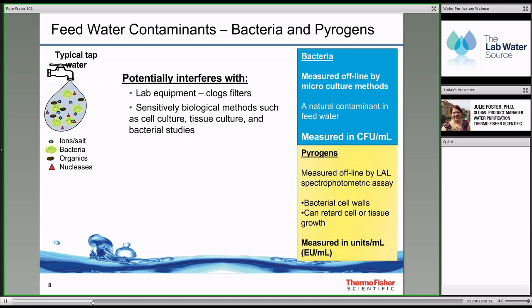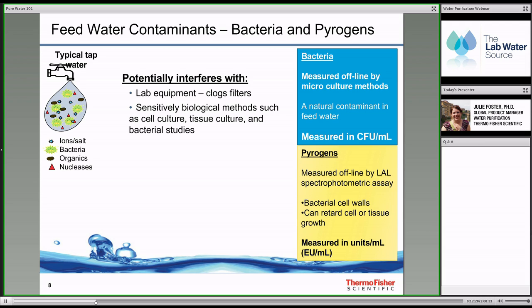The next contaminant that I want to talk to you about, I kind of grouped these guys together, bacteria and pyrogens. I grouped them together because pyrogens come from bacteria. So bacteria, probably you're really familiar with this if you're doing any kind of biological applications. They are going to have some of the similar risk here as the pyrogens.